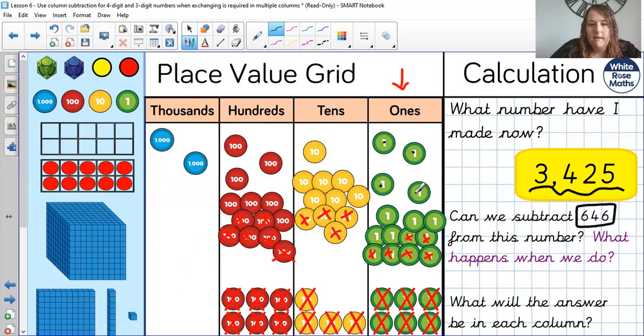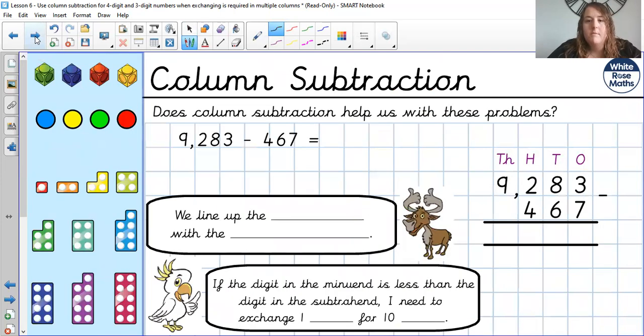1, 2, 3, 4, 5, 6, 7, 8, 9. I've got 9 ones left. 1, 2, 3, 4, 5, 6, 7 tens left. 1, 2, 3, 4, 5, 6, 7 hundreds left, and still 2,000. So we get the answer 2,779. Okay, let's see what this then looks like when we do our formal column subtraction.